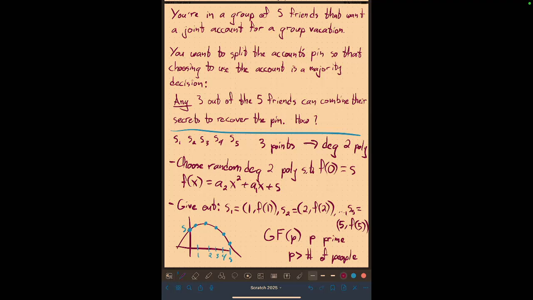Yes, so the question is, we put the secret at the y-intercept. Why didn't we put the secret somewhere else and then just give everyone else all these other points? You could. You absolutely could. There's nothing special about it being the y-intercept. That's just a simple way to do it. It's nice to make the constant coefficient s and then just have all the other points lie where they are. But you absolutely could.